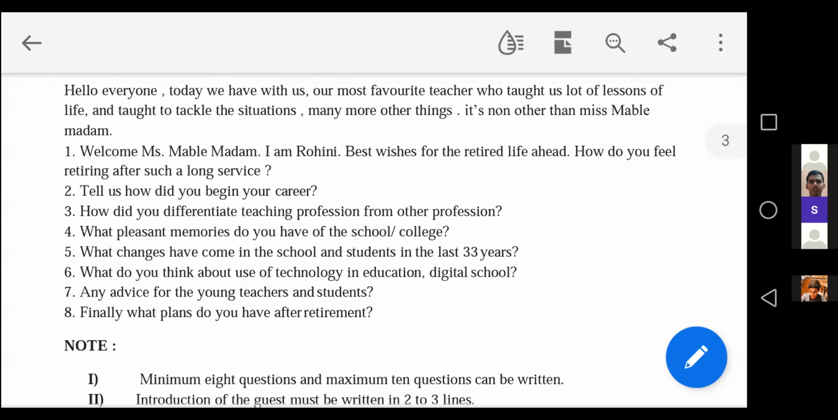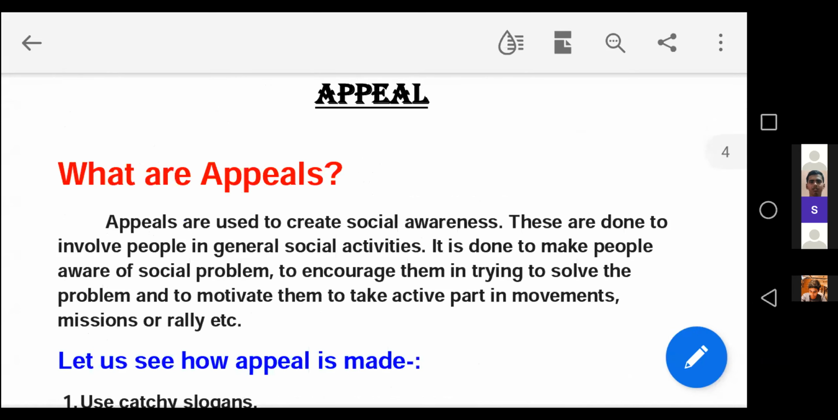Now, students, the next writing skill that we have some time for, right? We have around 9 minutes. So the next writing skill that we have is appeal. So what is an appeal? When you're requesting someone, or trying to convince someone to do something, let's say this person may not be ready to do it, right? So it depends upon your convincing skills, right?